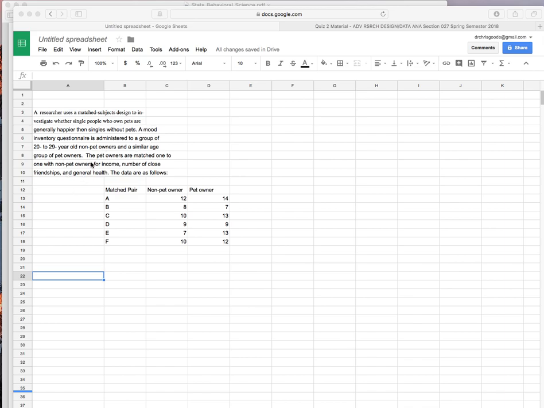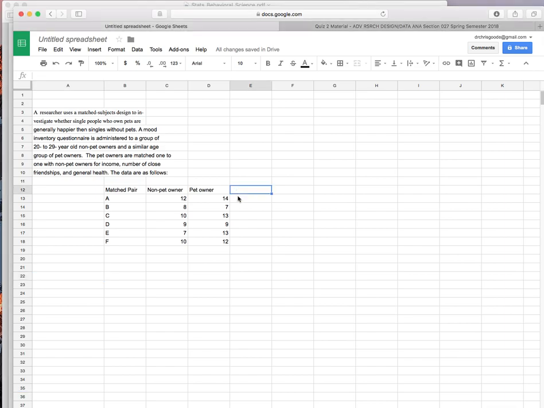So we've matched 20 and 29-year-old non-pet owners with a similar age group of pet owners, and they've been matched on income, number of close friendships, and general health. They're not the same people in each group, but because we matched each pair on all of these variables, we can use the related samples t-test because they're related by matching.